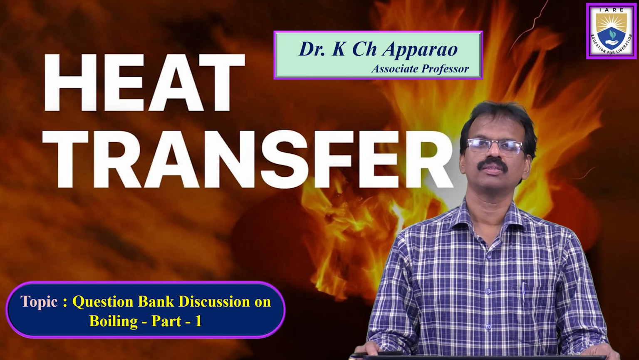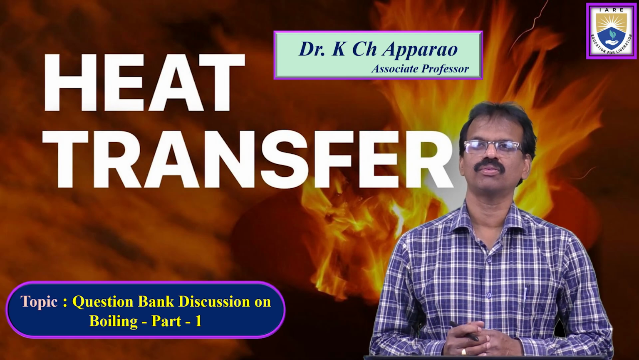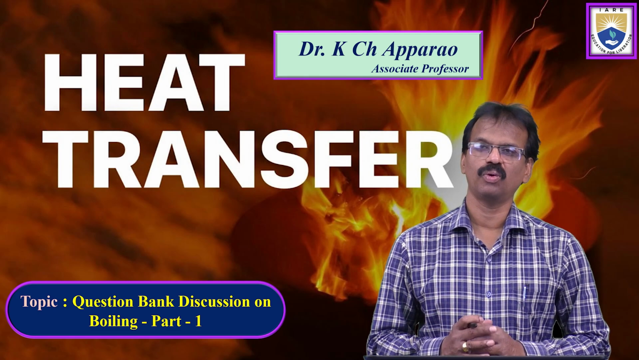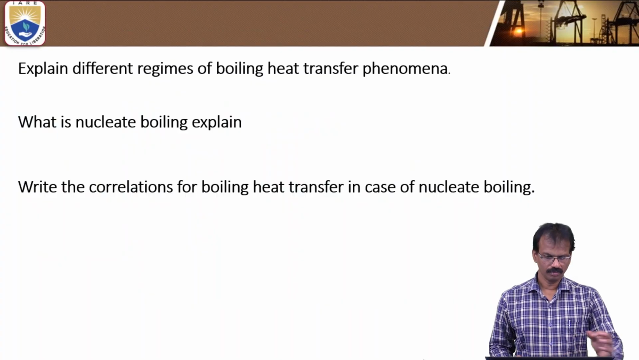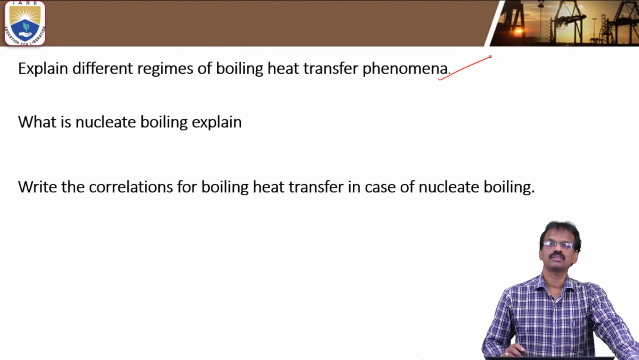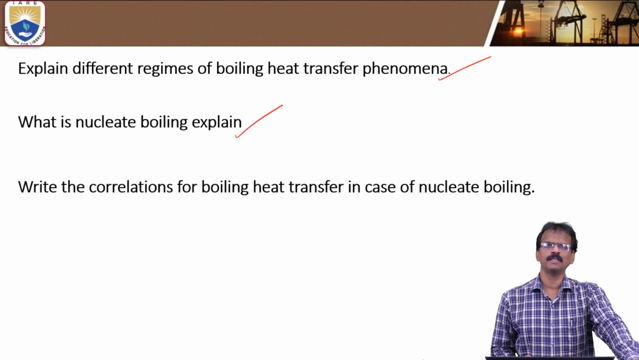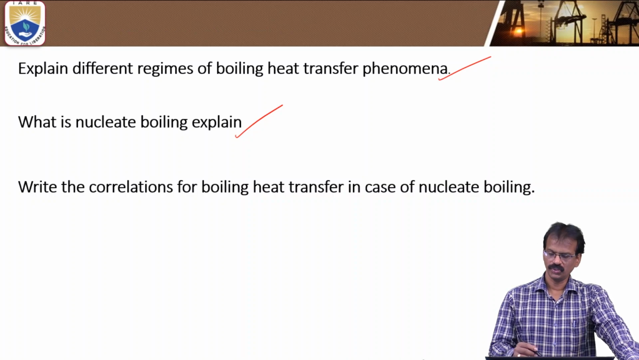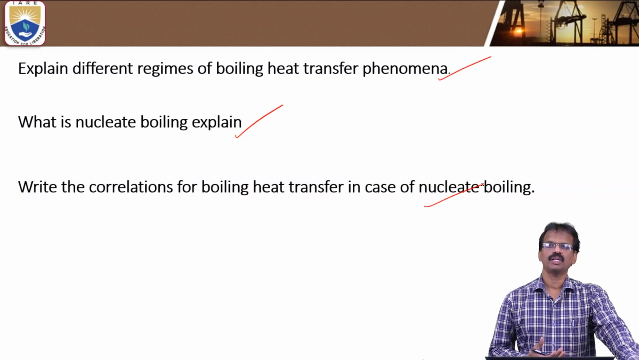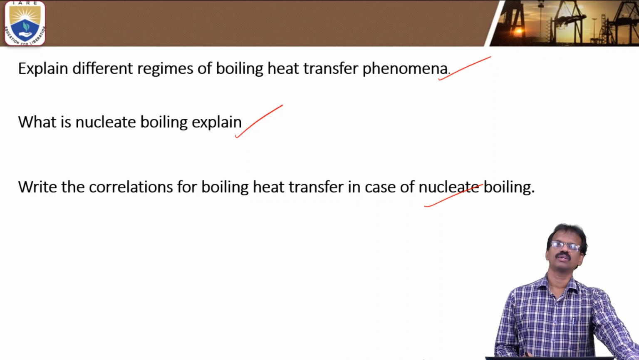Okay, in this class, we'll see the question bank discussions, mainly the critical thinker questions, which are focused on the boiling process. Here are some questions given in the question bank: explain the different phases of boiling heat transfer phenomena. We'll see what is nucleate boiling, explain properly. Write the correlations for boiling heat transfer in case of nucleate boiling, and classify the different types of boiling also. Next, we will see what is boiling, what is the phenomena of boiling.